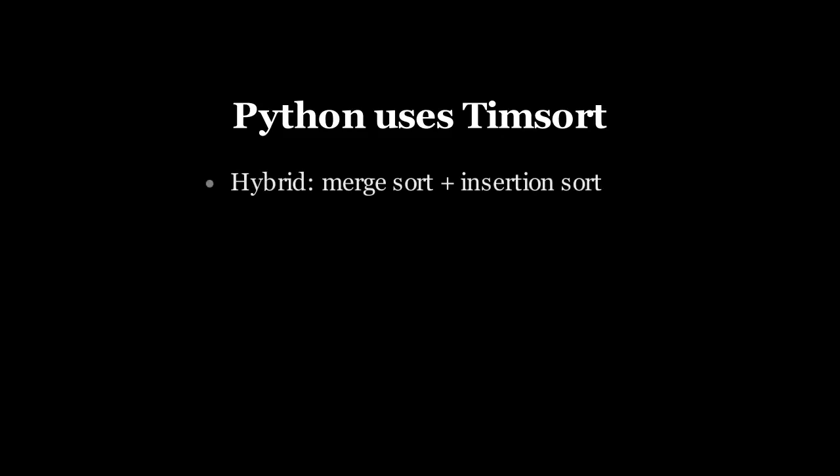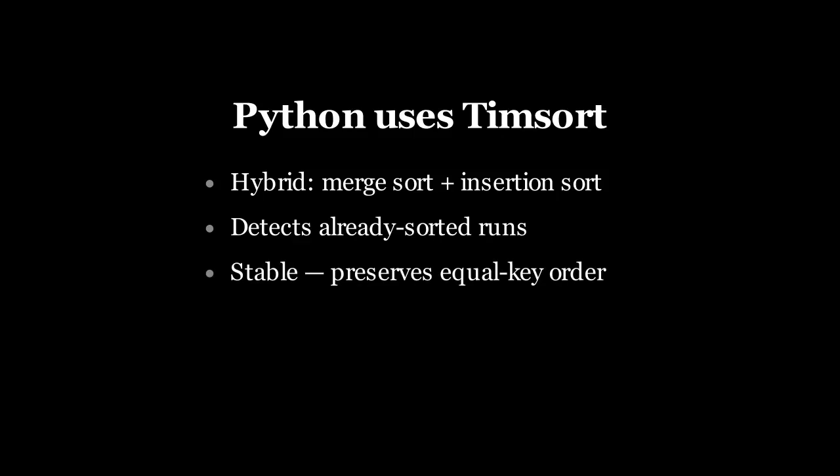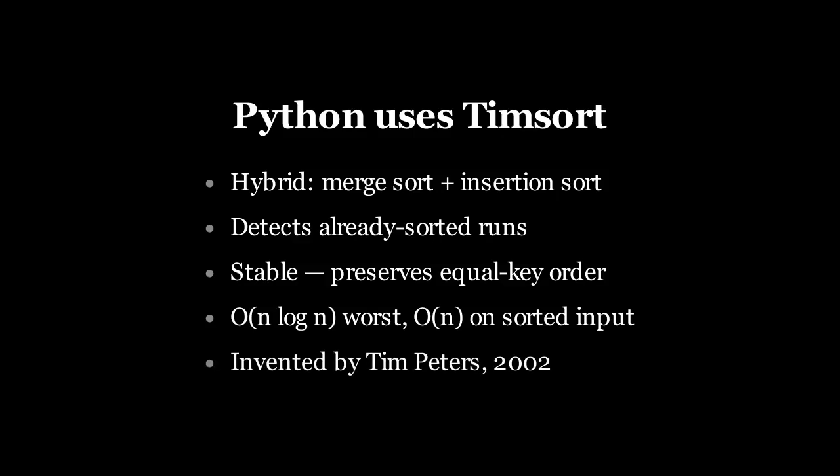What does Python sorted, or list dot sort, actually use? Timsort, a hybrid invented by Tim Peters in 2002. It's merge sort at heart, with insertion sort for short runs, plus clever detection of already sorted segments in your data. Stable, adaptive. O of n log n worst case, but O of n on already sorted input. You almost never need to write a sort yourself, but you should know what's happening underneath.